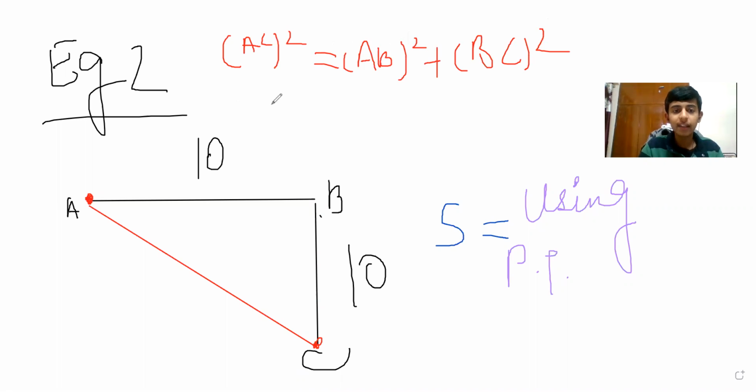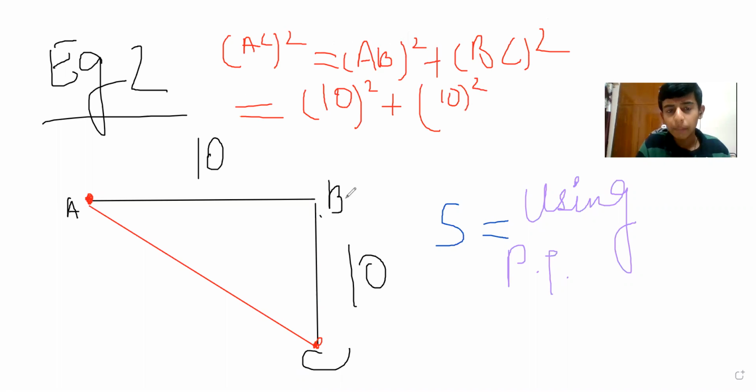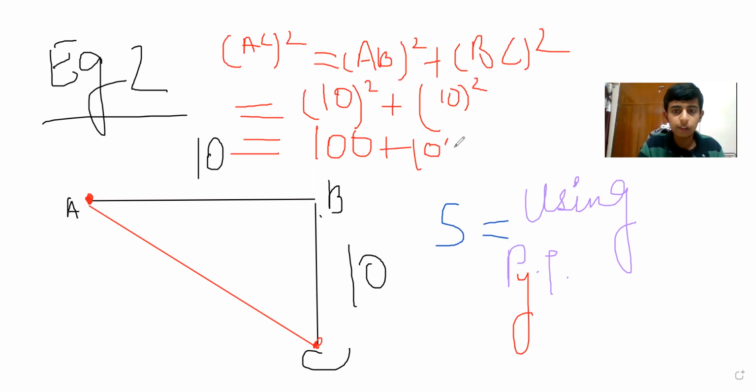That means here AC square will be equal to 10 square plus 10 square, because we know the measurement of AB, that is 10 meter, and BC, that is 10 meter. So for finding the displacement AC, we are going to use the Pythagoras theorem. That is equal to 100 plus 100, that is equal to 200 meter.